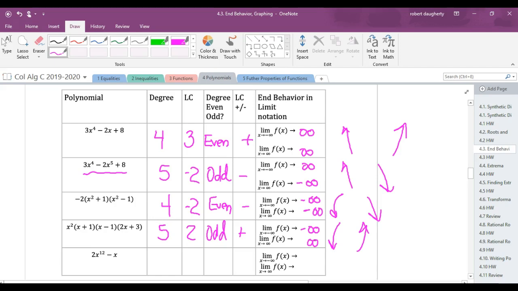What's the degree of the next one? Degree is 12, okay? What's the leading coefficient? 2. So this is an even degree with a positive coefficient. That looks like what? Touchdown, okay? So what are the answers to the two limit questions? Yeah, infinity, infinity, okay?